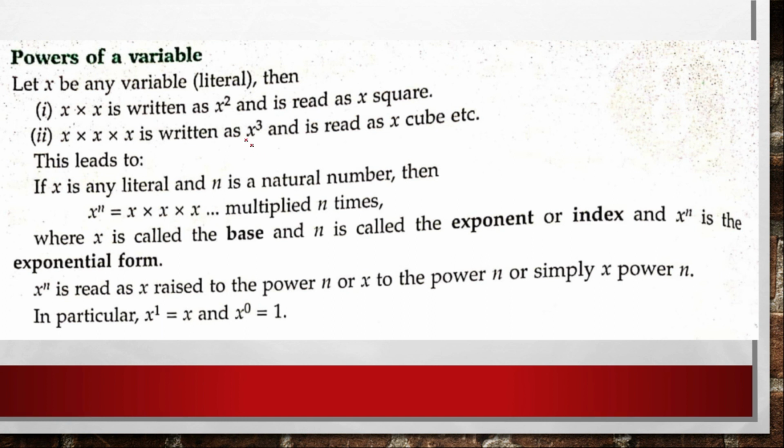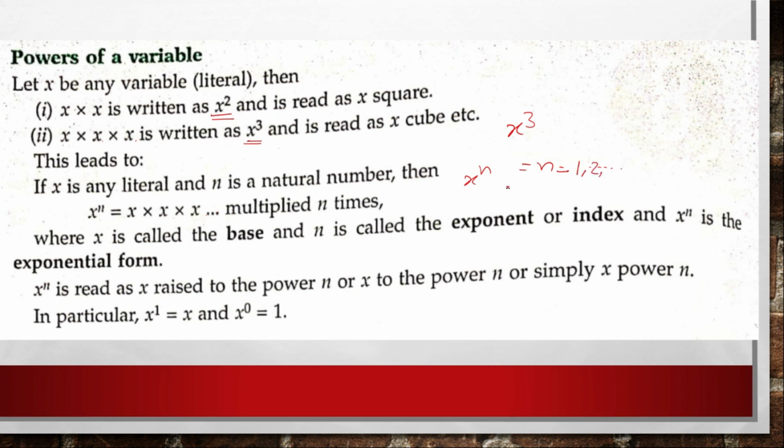The power of the variable. Let x be any variable or literal, then x into x can be written as x square. In the same way, x into x into x, 3 times x, can be written as x cube, or x to the power 3. So this leads to: if x is any literal and n is a natural number, then x to the power n means x into x into x and so on. The value of n will be the natural numbers starting from 1.